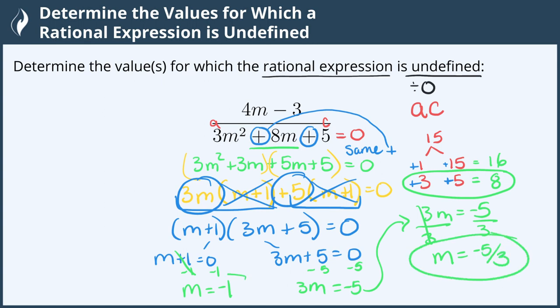So we have two answers that will make this quadratic 0, which will make the denominator of our rational expression 0. So these are the two answers in which our rational expression will be undefined: m equals negative 1 and m equals negative 5/3.